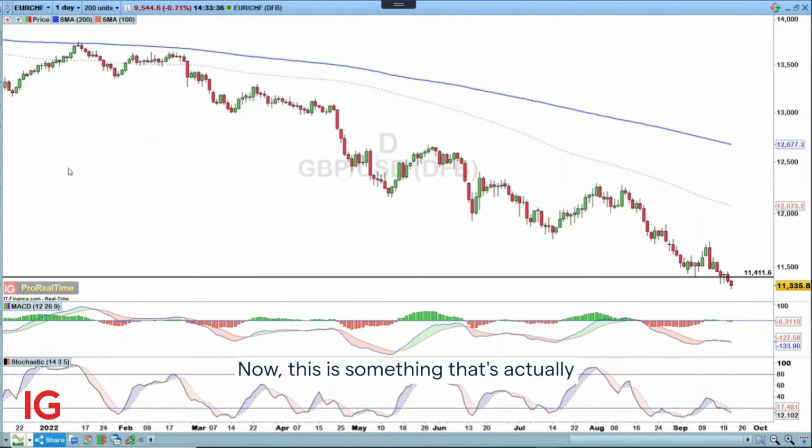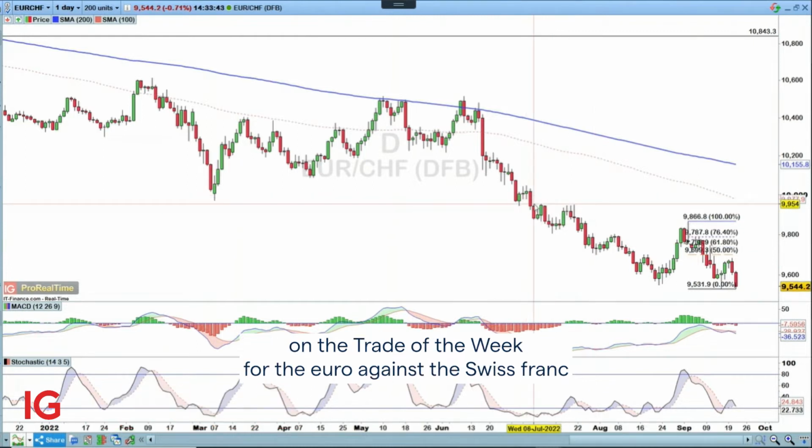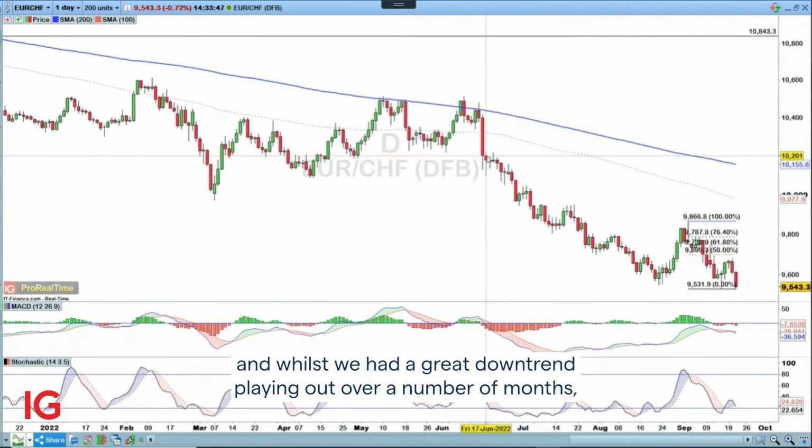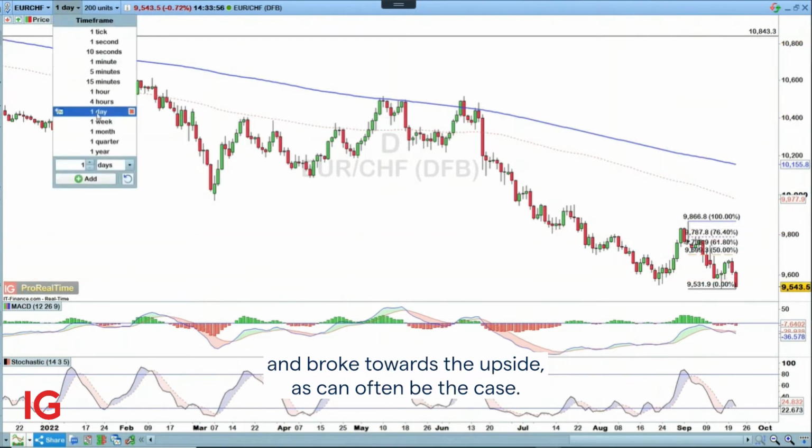Now, this is something that's actually tripped me up a little bit recently, because I did look for a short on the trade of the week for the euro against the Swiss franc. And whilst we had a great downtrend playing out over a number of months, the moment that I placed that trade, it essentially negated it and broke towards the upside, as can often be the case.